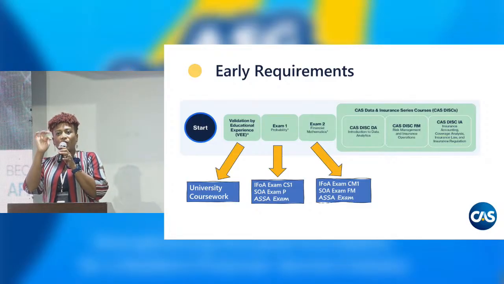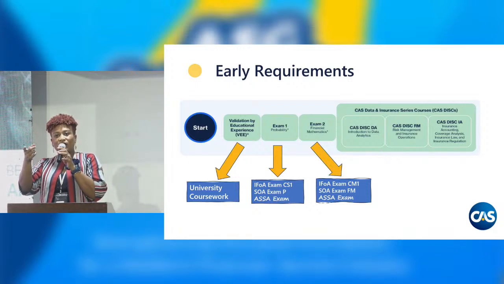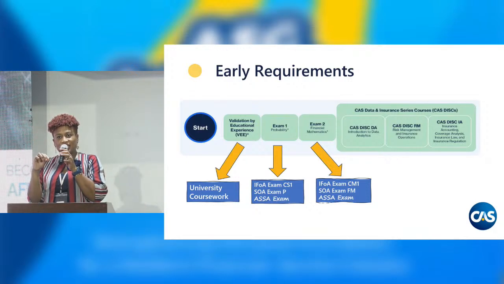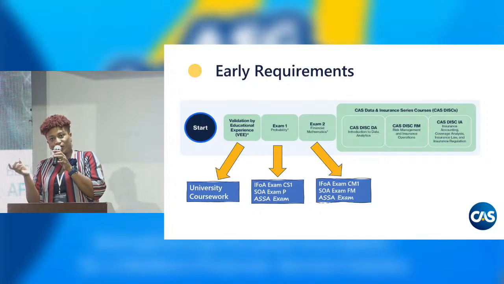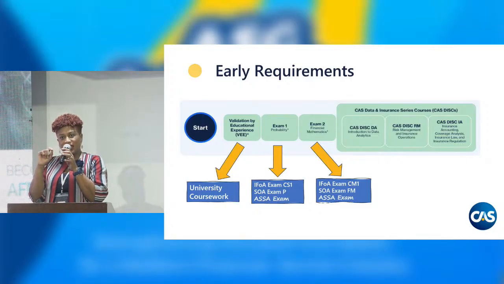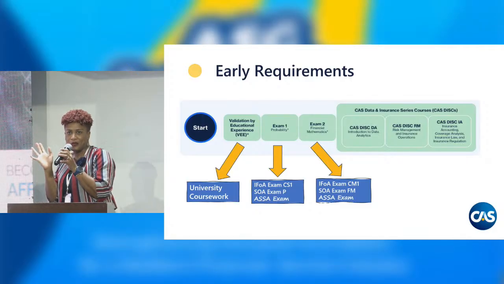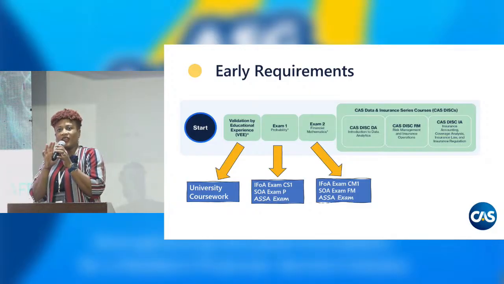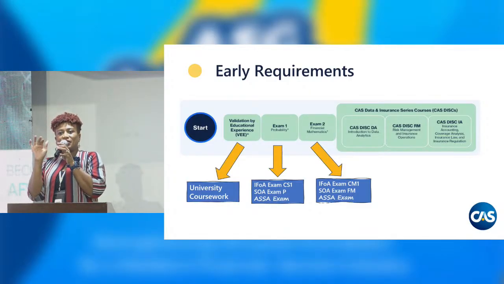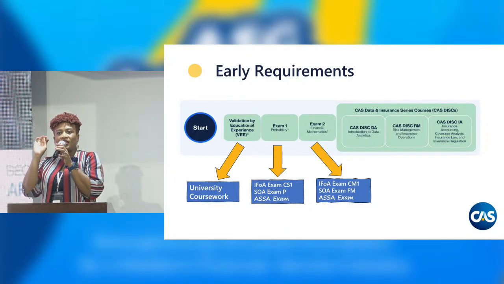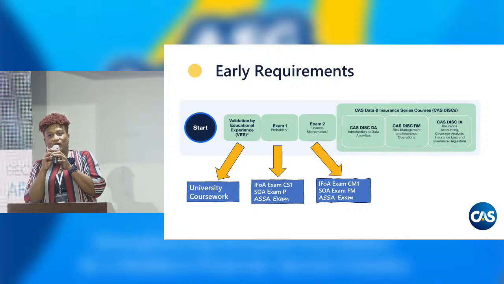And then exam 1, I mentioned it correlates to exam P, but for those of you familiar with IFOA, it's the same as CS1. For those of you doing the ASA exams, it's the same as A111. I think that's how you call them, A111. And then exam 2 is the same as IFOA CM1, same as ASA A211.